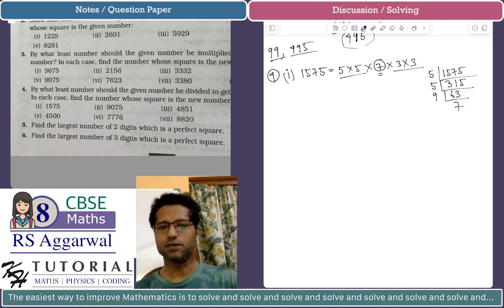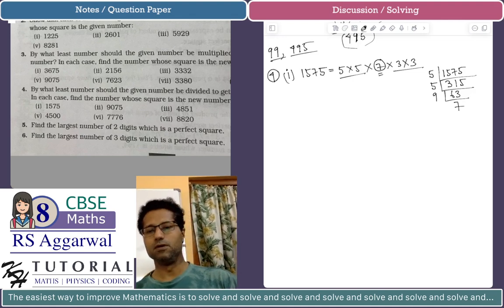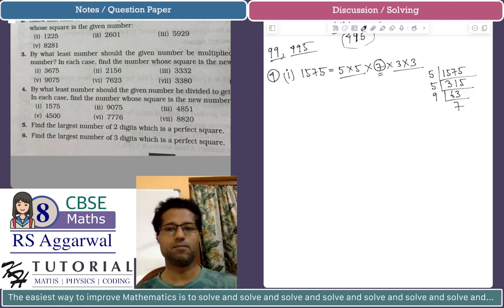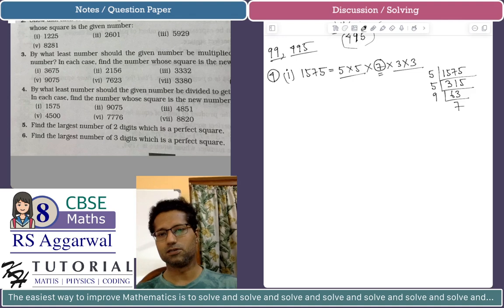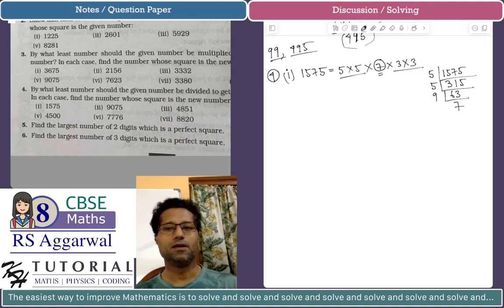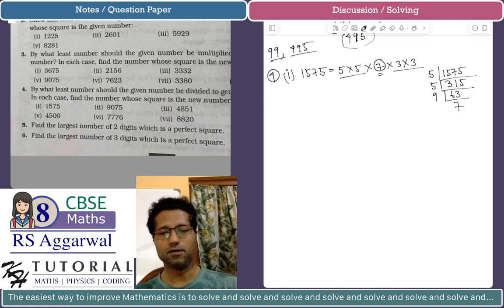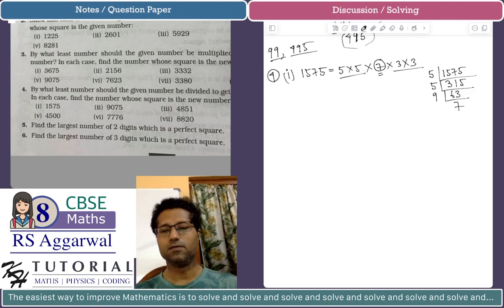It is very interesting that in both problems the answer comes out to be the same. In the previous problem it was asked what is the least number that we should multiply by. In this case, if you multiply by 7, 7 is the least number that you should multiply with this number which will make a perfect square. Also 7 is the least number by which you divide. If you divide the given number 1575 by 7, then also it will be a perfect square.